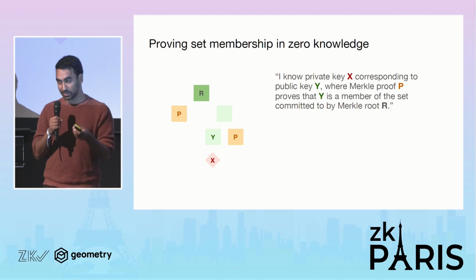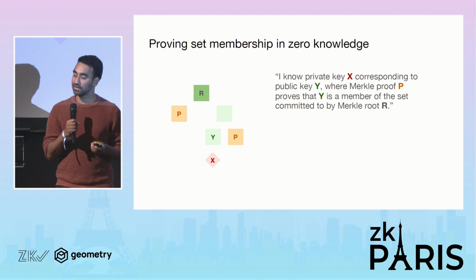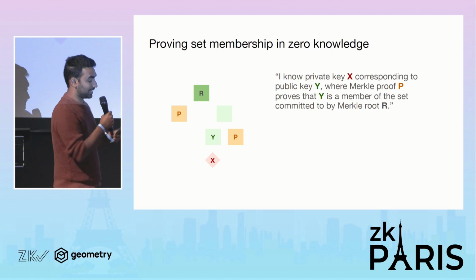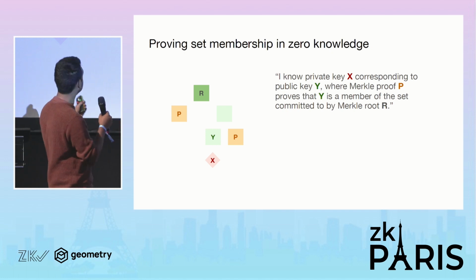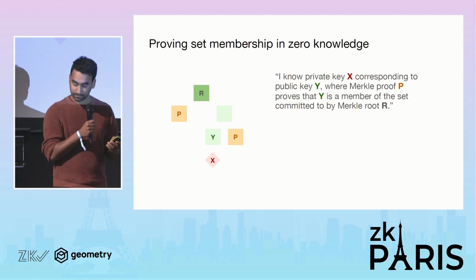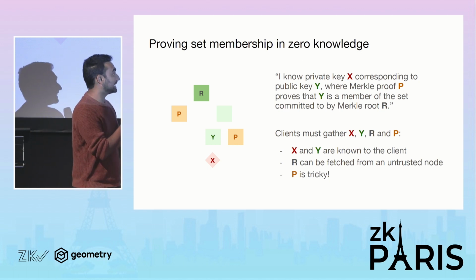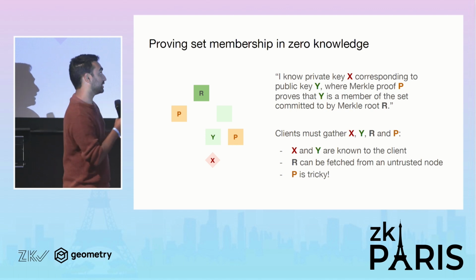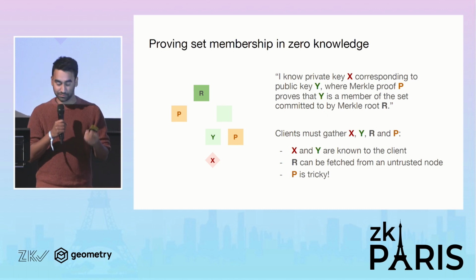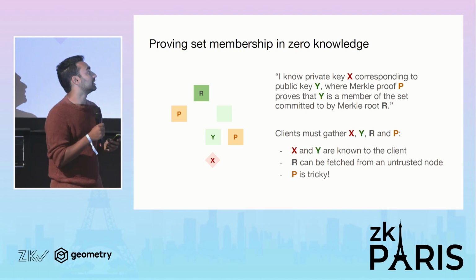So R is some public value. And I'm trying to prove in zero knowledge over X, Y, and P that I know some X. And the key is I don't want to reveal which X I am, so which leaf node I'm proving membership for. So to produce this proof as a client, I need X, Y, R, and P. So that's the private key, the public key, the root, and this P, this Merkle proof, which is the set of sibling nodes on the path from my leaf to the root.